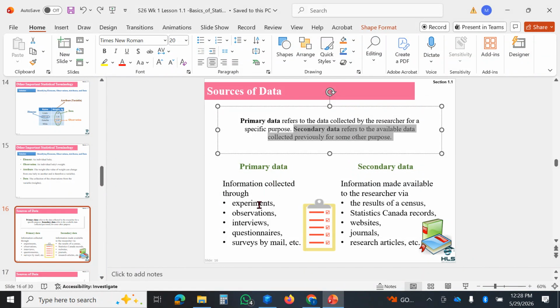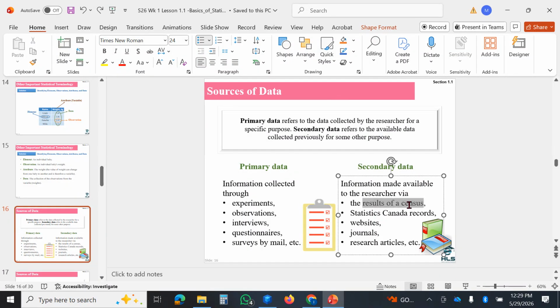So primary data is information collected through experiments, observations, interviews, questionnaires, surveys by mail. You have a study, you organize the study, you are organizing the data collection for your study. Secondary data is information made available to the researcher via the results of a census, Statistics Canada, websites, journals, research articles, previously done studies that collected data. It was primary data for these people, but now the study's done, the conclusion has been made, and those researchers have moved on. You can still use their data for a secondary purpose.